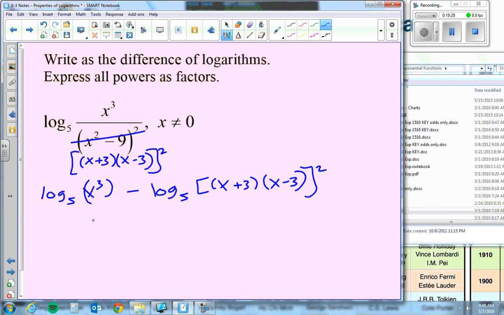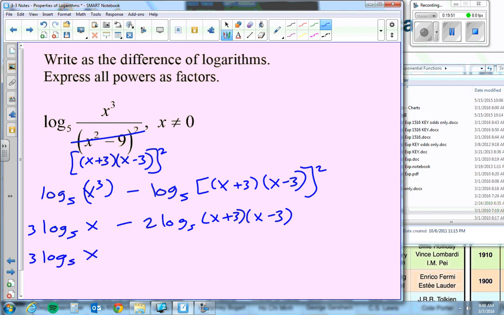Okay. So let me just write it. I'll put the 3 out in front as well. So this becomes 3 log base 5 of x minus 2 log base 5 of that product. And frankly, since it's just a product, we don't need parentheses or brackets around it. And now we apply the product rule. So the log of a product becomes the sum of the logs of the factors.